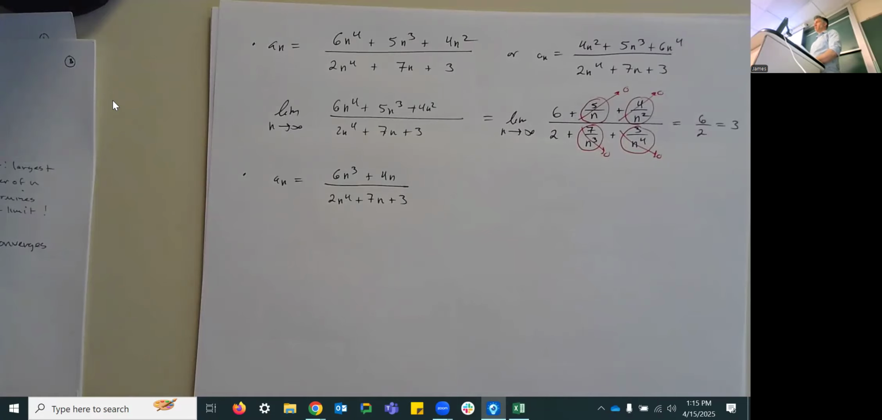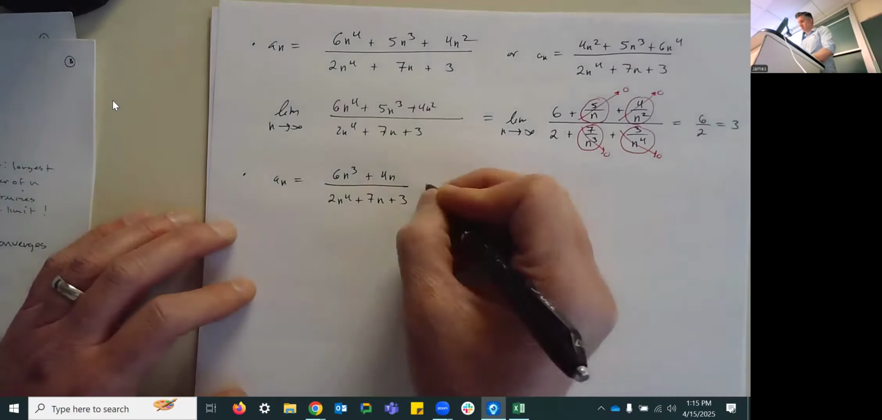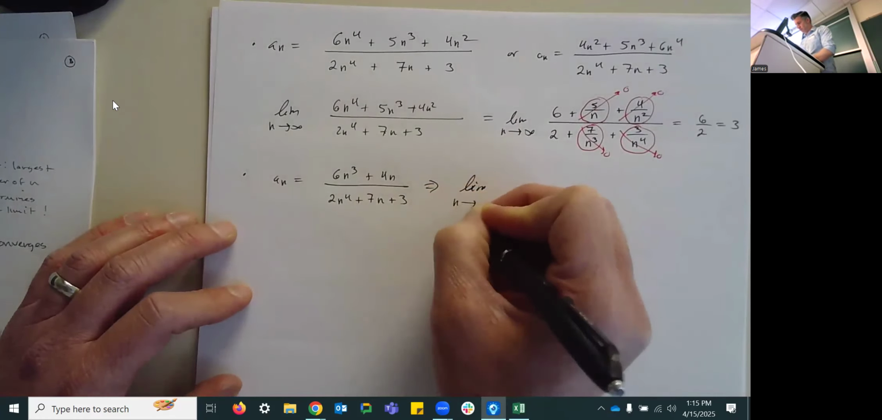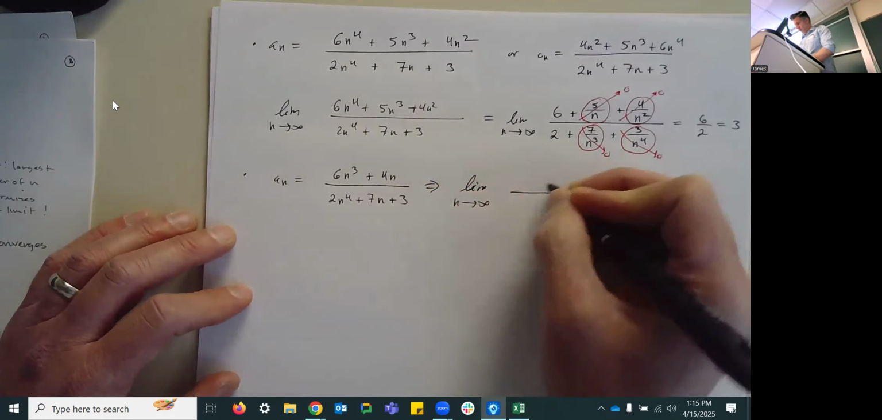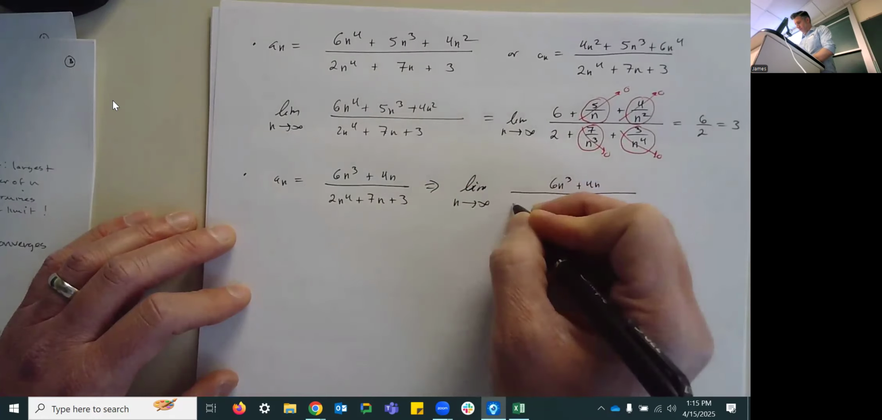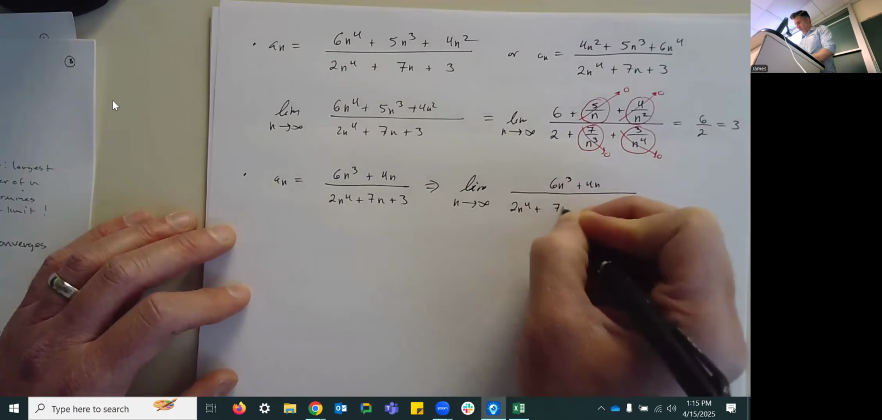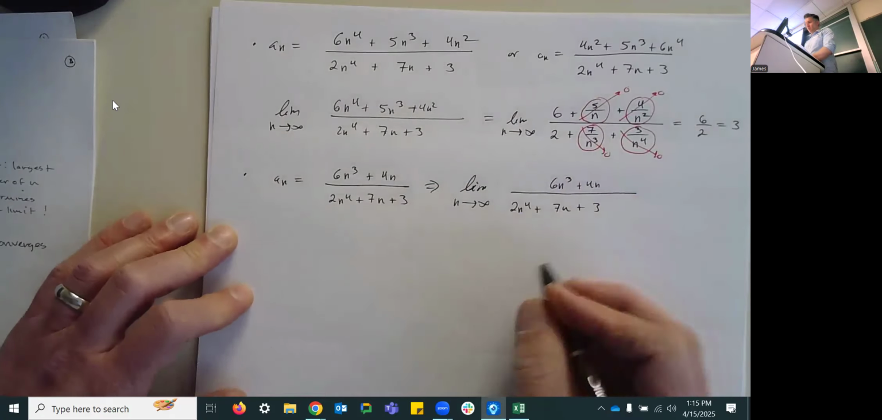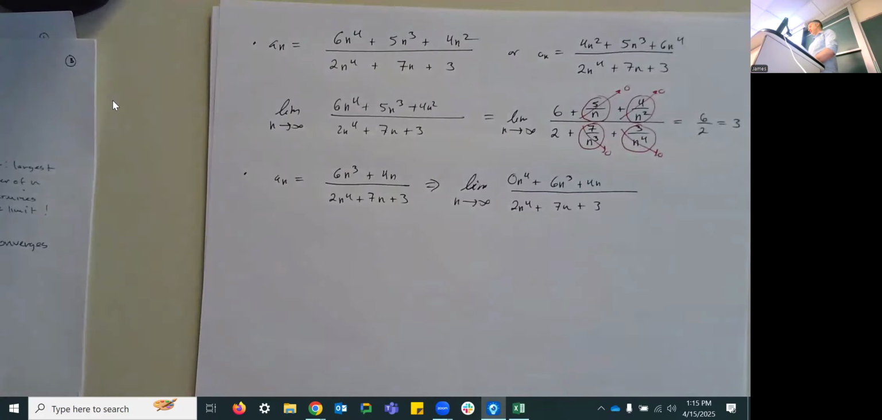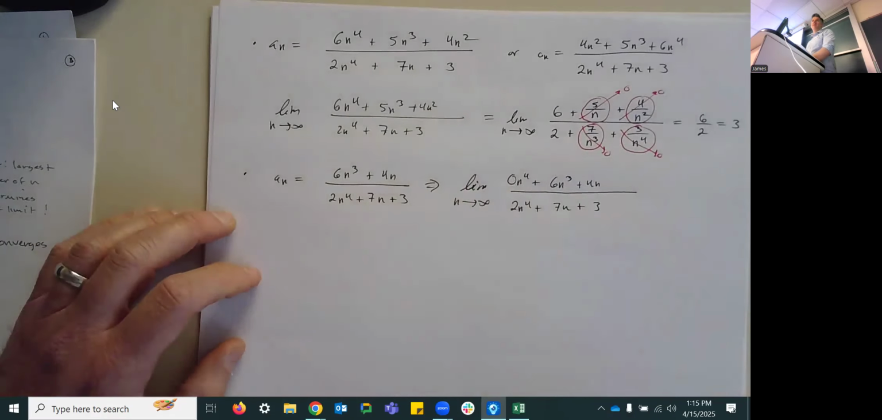Here's a trick a student showed me one time that kind of blew my mind. They said, James, why don't you just write this? Instead of writing, I'm leaving myself some space right here, 6n cubed plus 4n over 2n to the fourth plus 7n plus 3. They told me, why don't you just write a 0n to the fourth out in front? Yeah, that's really tricky, but it totally works. Now the degrees are the same, and the fraction is equal to 0 divided by 2.